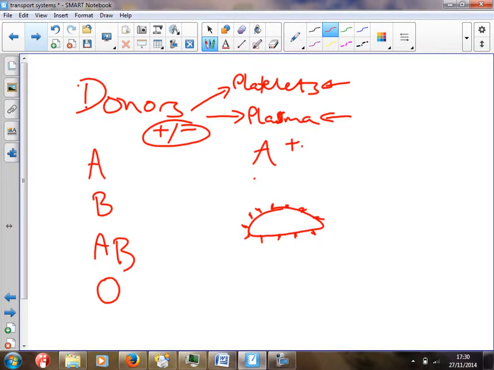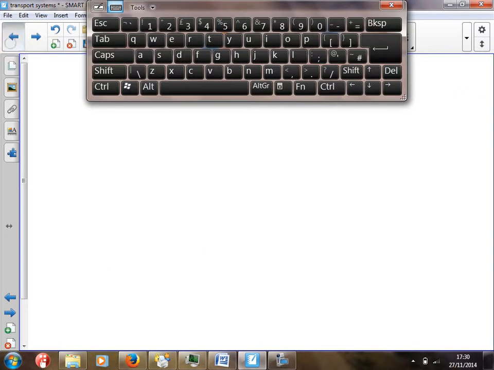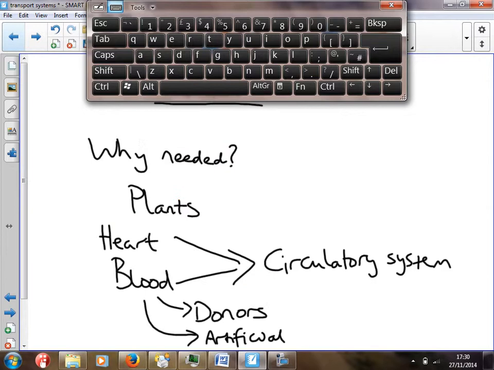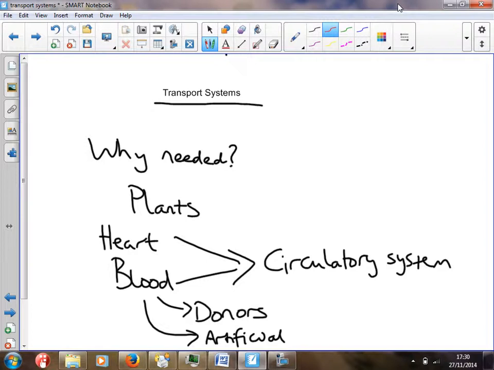So donors, really useful. Okay, let's just quickly go back to the very beginning, check that I've done what I said I would do. Hopefully we've talked about why you need a circulatory system and why plants need it. We've dealt with the bits of the plant, we've talked about the heart and blood and the circulatory system. And I hope you realise why blood donors are important and why we haven't yet made artificial blood. That's basically what you're going to need. Good luck in the assessment.